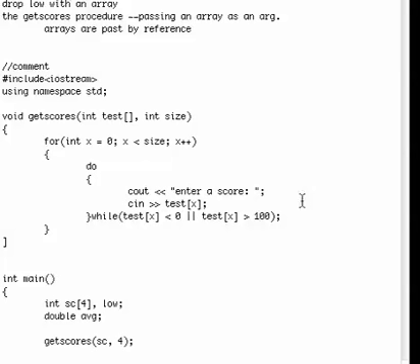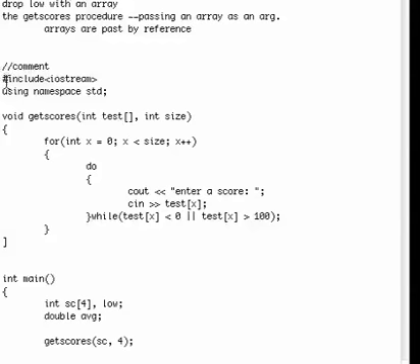I'd like to take the drop lowest program and convert that to a program not with individual scores but an array. And I'd like to talk about how you pass an array as a function argument. So let's take a look. Here is the program.